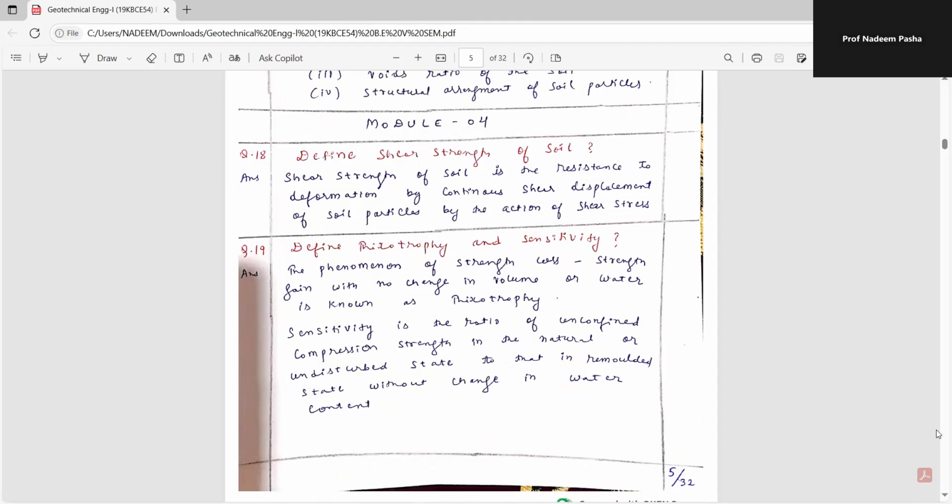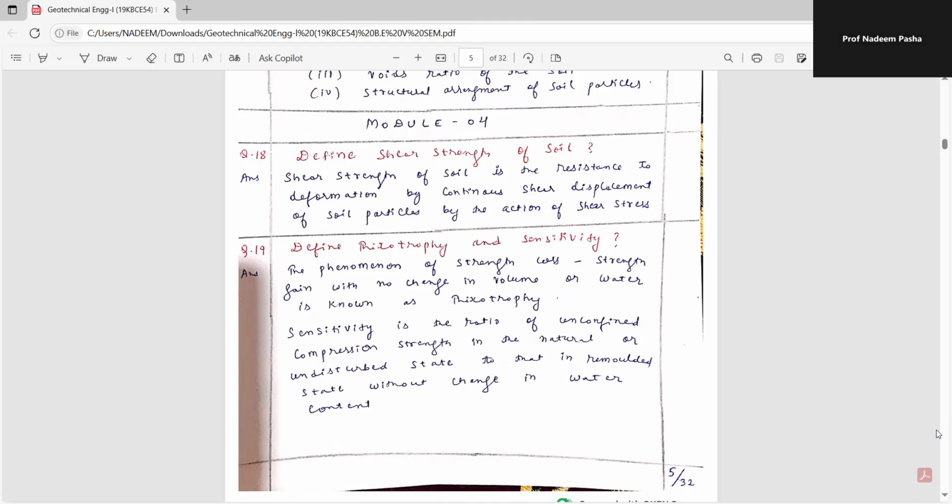Define shear strength of soil. How will you define shear strength of soil? Shear strength of soil is the resistance to deformation by continuous shear displacement of soil particles by the action of shear stress.